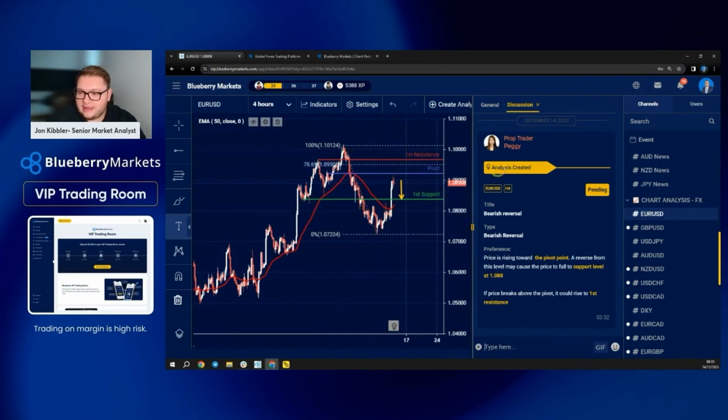So Peggy has talked about the euro US dollar looking for a bearish reversal. And you can notice that in the preference area, Peggy has talked about some information. And in that information, you can see that some text is highlighted. This is a real cool feature about the VIP trading room. We can actually understand what Peggy is talking about because she's highlighted the specific points to us.